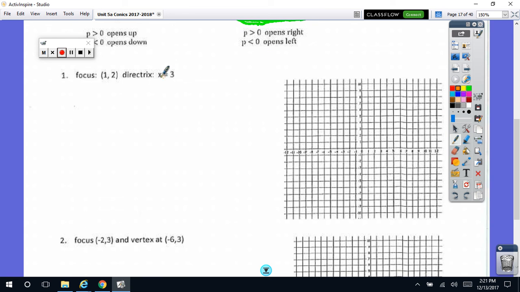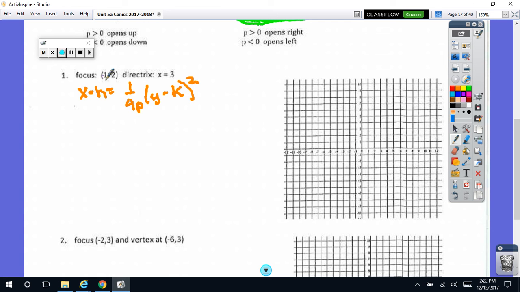Okay, number 1, I see my directrix at -3, so I know that it's going to be this formula. Okay, so now let's graph it and see if we can figure it out.